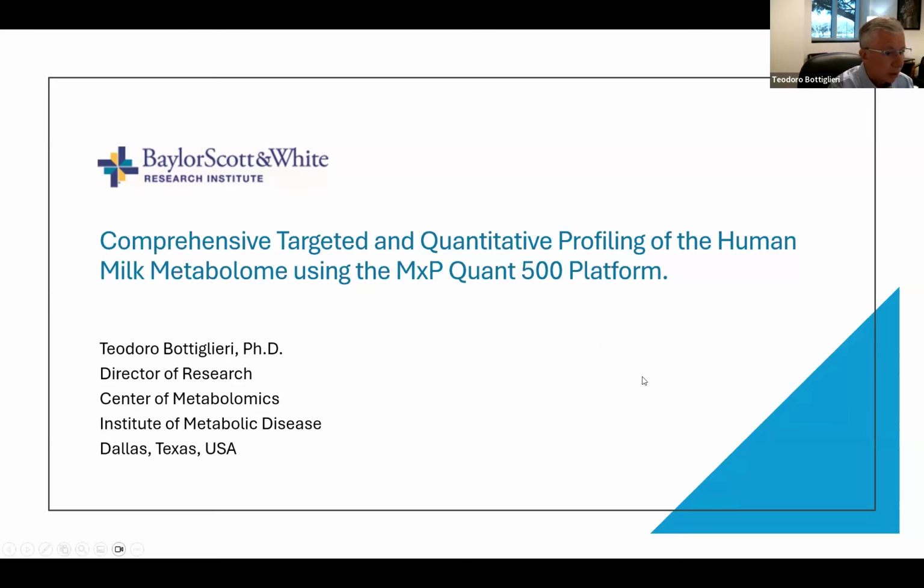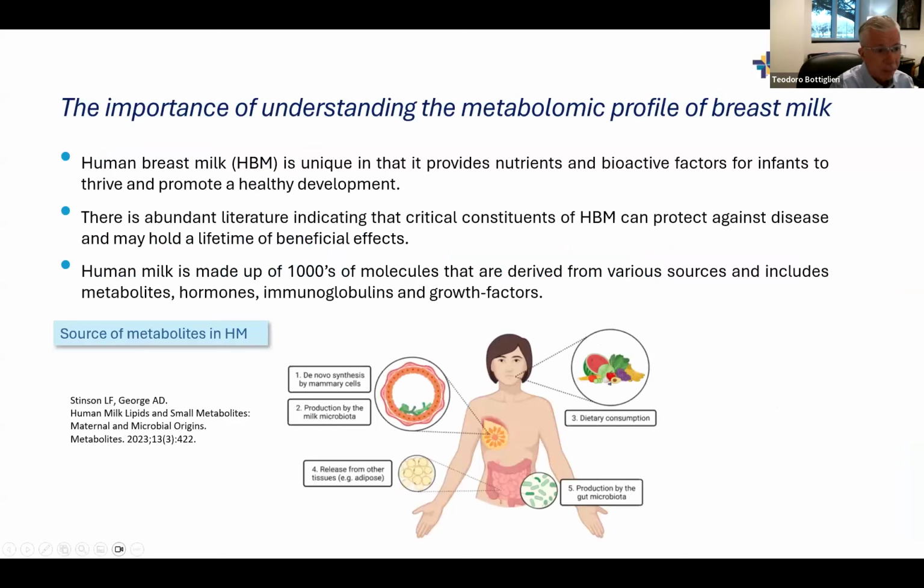Let's see if I can get this going here. There we are. First of all, I want to put up a bit of information which I'm sure everybody is aware of: the human breast milk metabolome is unique in that it has a number of nutrients and bioactive factors that promote healthy development and growth for the infant. This is an abundant literature that's been around for decades, and it indicates that there are critical constituents of human milk that can protect against disease and may have a lifetime of benefits.